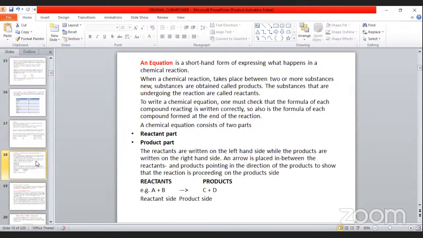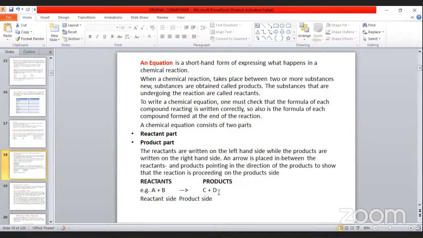An equation is a shorthand form of expressing what happens in a chemical reaction. Every equation must have what we call the reactant part. This is a typical equation: A and B are the reactants, combining in order to form C and D, which are the products. When a chemical reaction takes place between two or more substances, new substances are obtained, and those new substances are known as products, whereas the substances reacting are known as the reactants.